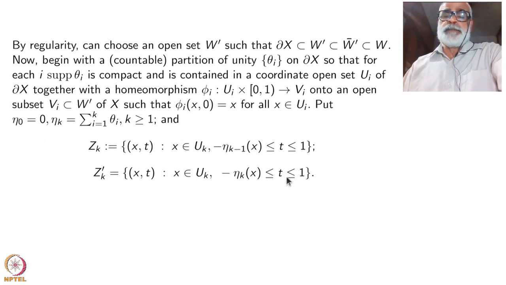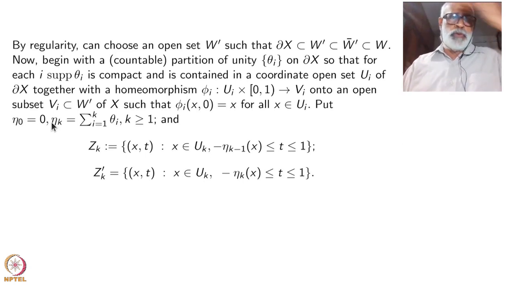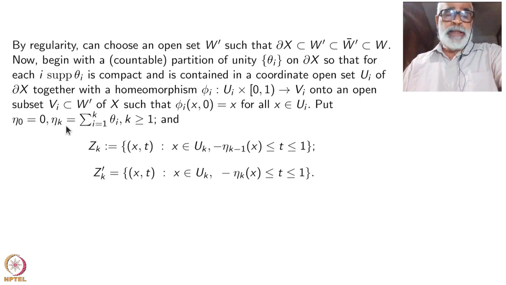So you choose such homeomorphisms, there is no problem. Now comes the construction. So this is all preparation, how to choose these things, etc. Now put eta 0 equal to 0. I am going to do some inductive construction. So starting point, you don't do anything. Eta 0 equal to 0. Eta k is the sum of theta i's up to k, i ranging from 1 to k. Remember, these are just non-negative real valued functions, so you can just sum them up, a finite sum I have taken.